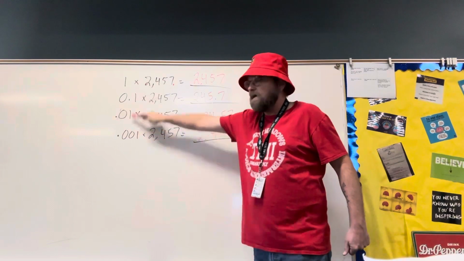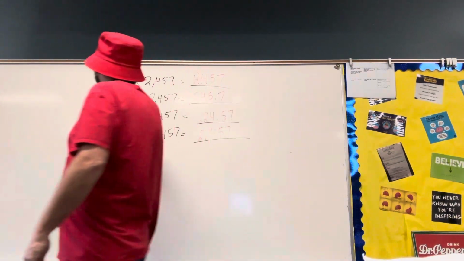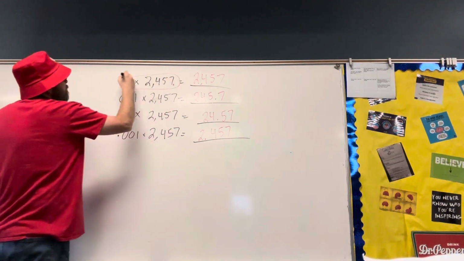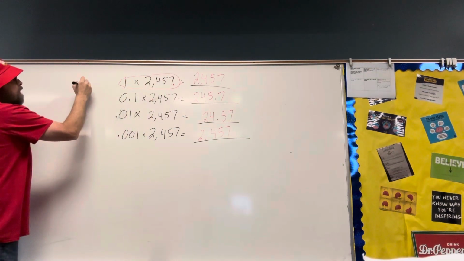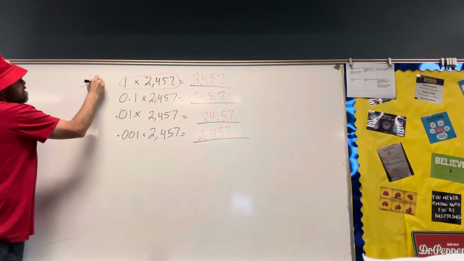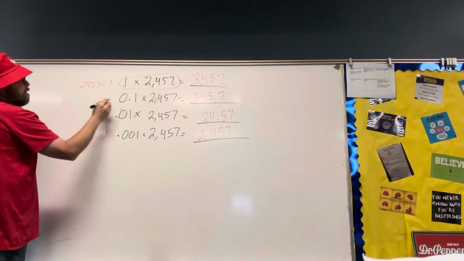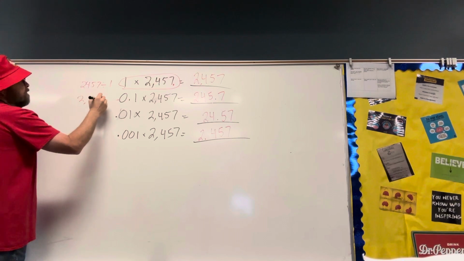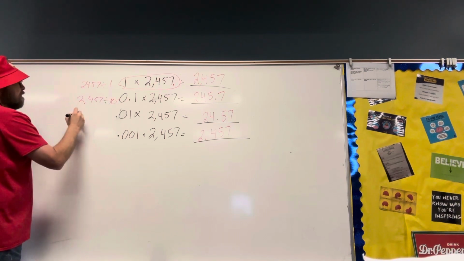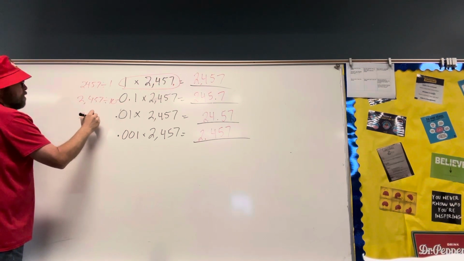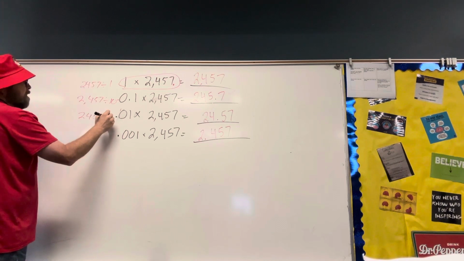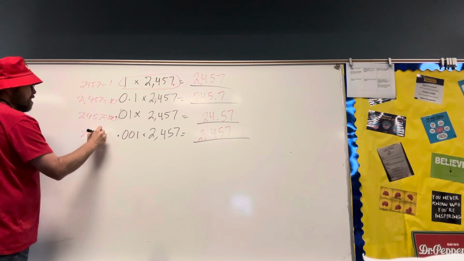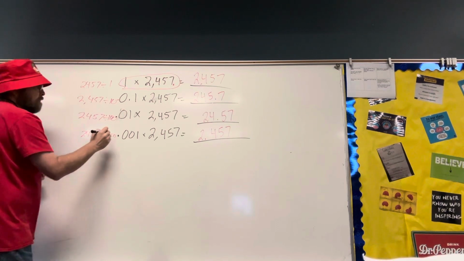Now we see these numbers here. This problem here is just like 2,457 divided by 1. This here is like 2,457 divided by 10. This here is like 2,457 divided by 100. This here is like 2,457 divided by 1,000.